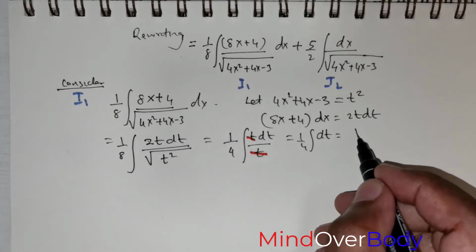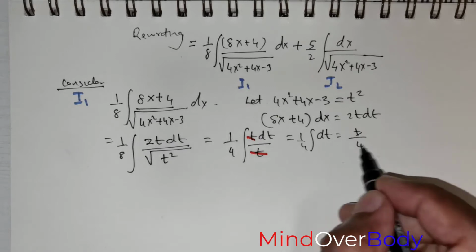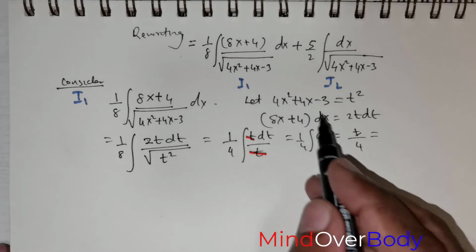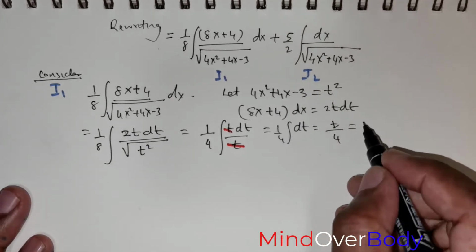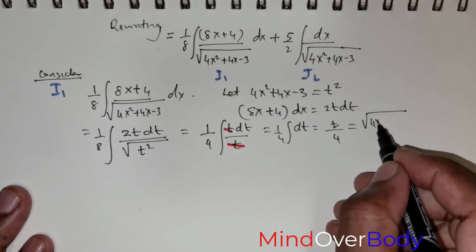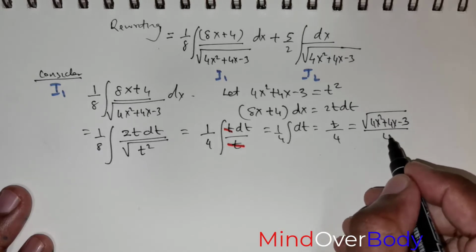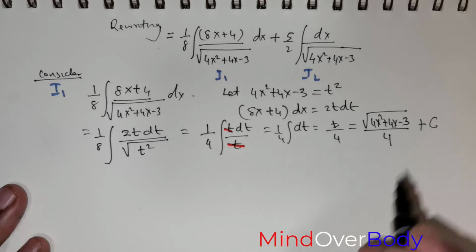Integration of dt would give me t, and that has to be divided by 4, but my t squared is this, and so my t would be root of 4x squared plus 4x minus 3, divided by 4, plus an arbitrary constant c.